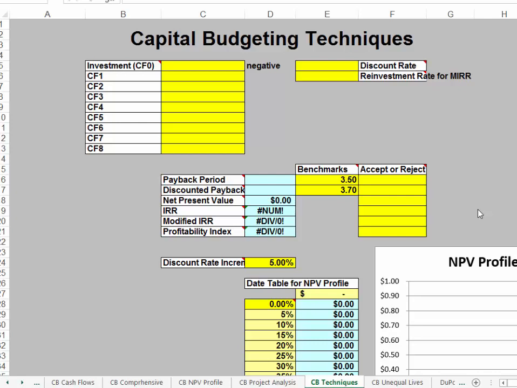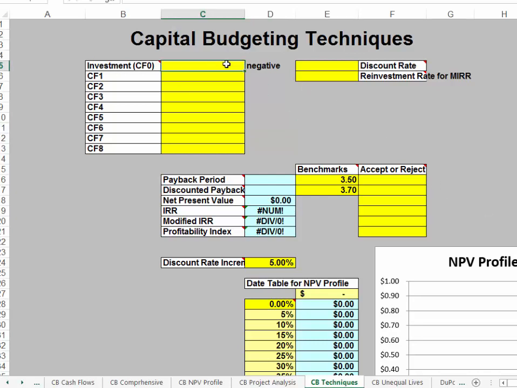Okay, what I'd like to do in this brief video is talk a little bit about how you use the capital budgeting techniques spreadsheet. And we're going to concentrate on just the basics, just the techniques themselves. We won't add any special twists or extra things to the details. So let's say we have a project.